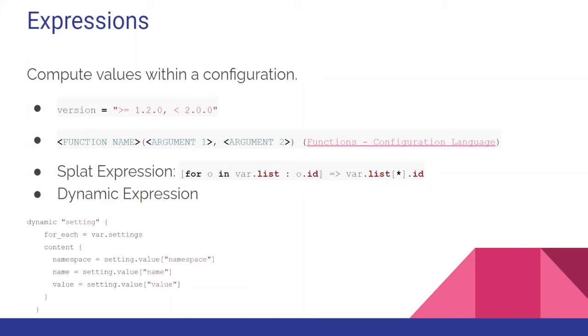The function name is basically the name of a function which is available in the Terraform configuration language. It expects arguments, like any programming language. A splat expression is nothing but a short form of writing loops. So for example, if you have such a loop, you can convert it into the short form using a splat expression.